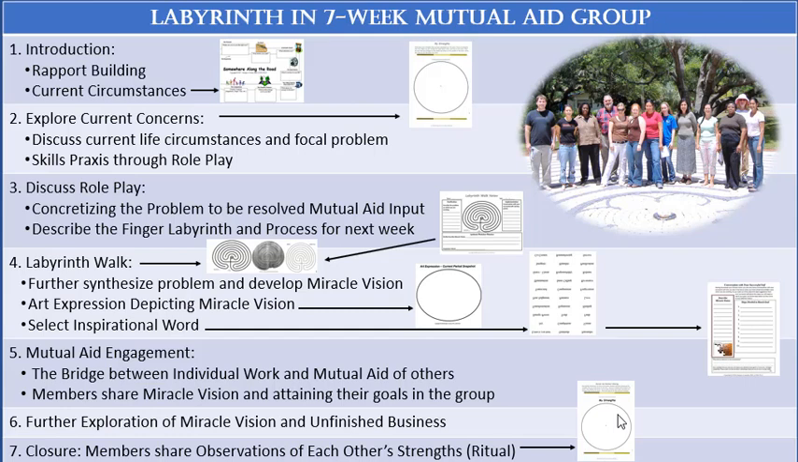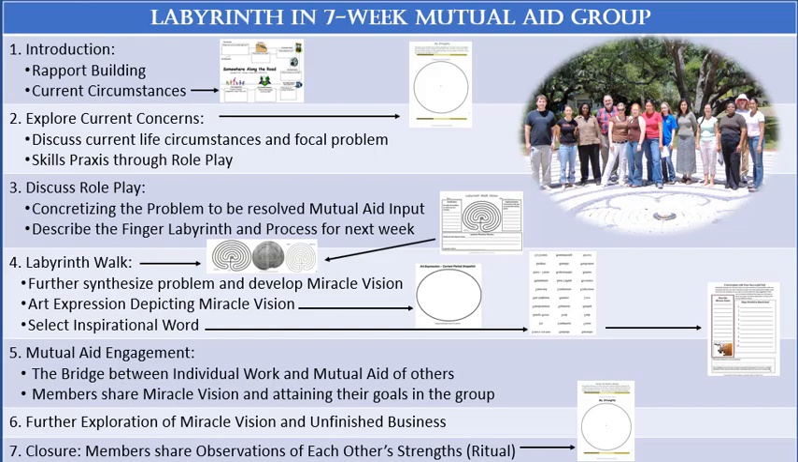And then at the end of that sharing, members will work one at a time, as the group shares, and the member will have brought their earlier worksheet with them, and we'll talk about what they've discovered in their listing of strengths and what others see as strengths within them. So this is a really good mutual aid discussion that each member will experience as part of the closure to the group. And then that's pretty much an overview of the 7 weeks of the mutual aid group using the labyrinth.